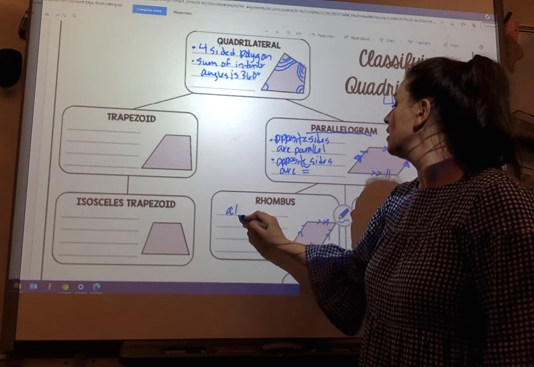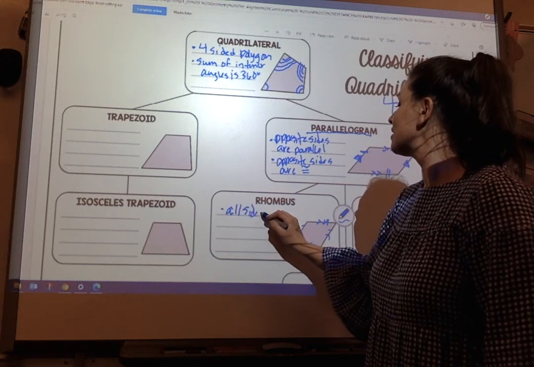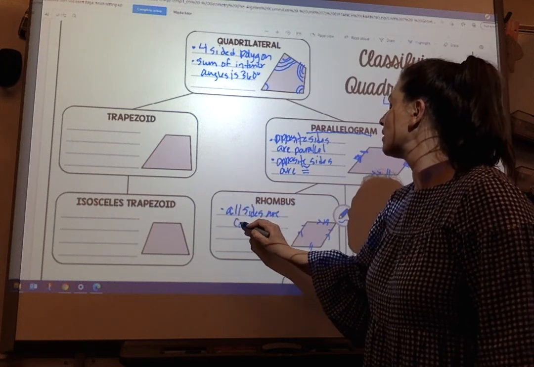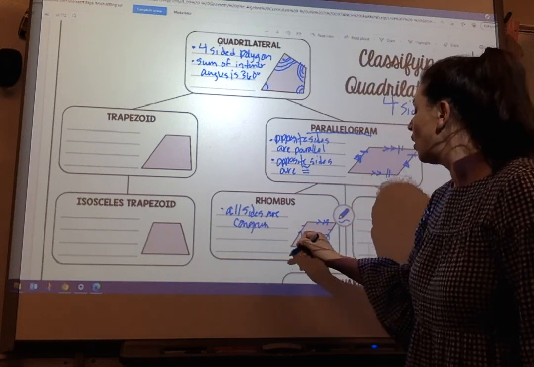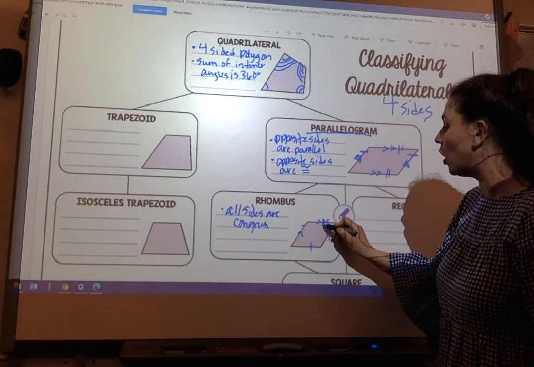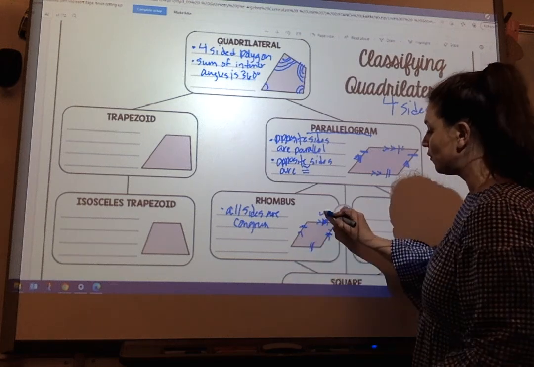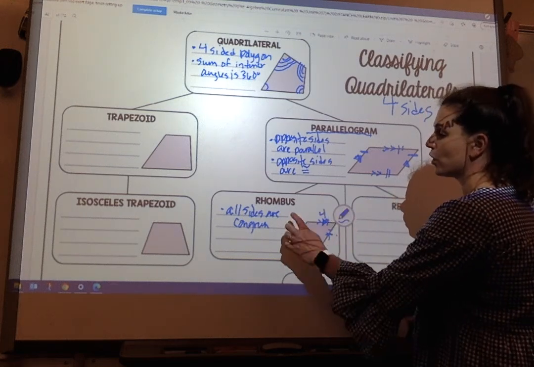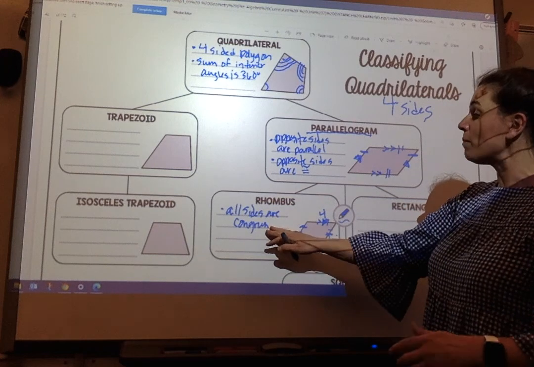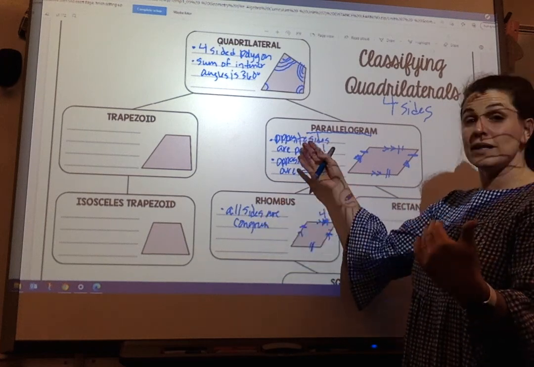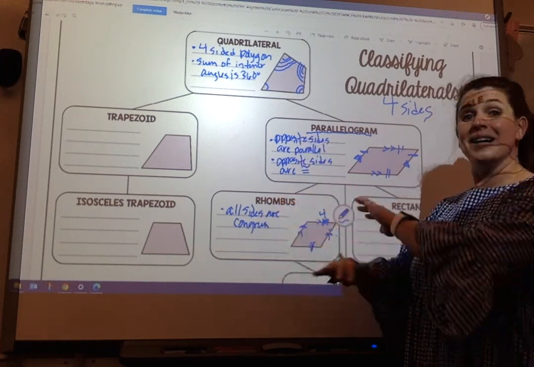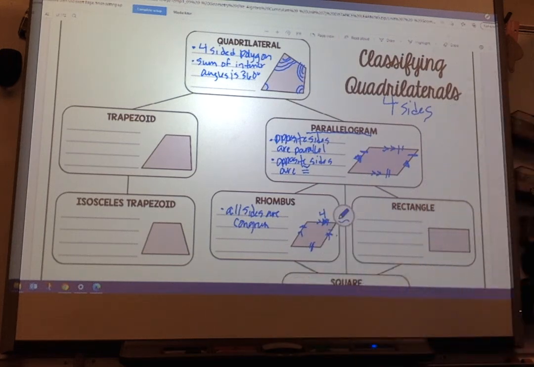So all sides are congruent. So not only are opposite sides congruent, but all sides are congruent. All of them. So if this is 4 inches, this is 4 inches, 4 inches, and 4 inches. So a rhombus takes into account that not only does it meet this criteria, but now all sides are equal. Okay?